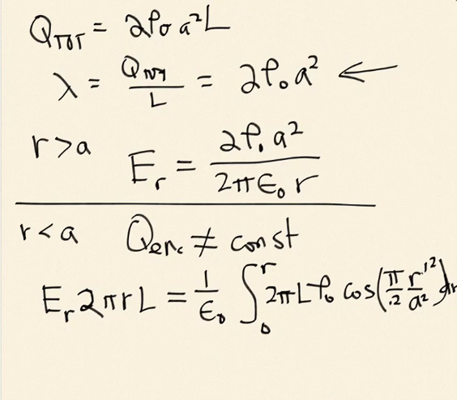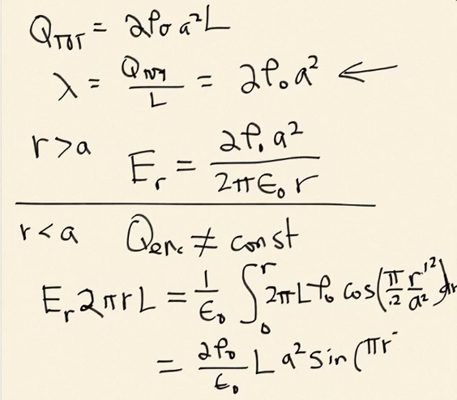And we did the integral already, so we know how to do this integral. I'm just going to write down the answer, which will now depend on radius. So this right-hand side will become 2 rho naught over epsilon naught L a squared times sine of pi r squared over 2a squared. That tells me how much charge is enclosed by the Gaussian surface that I'm imagining I'm drawing inside this Twinkie.